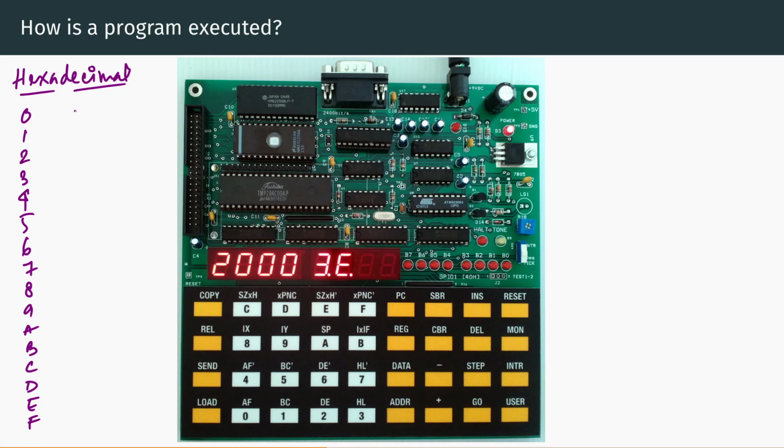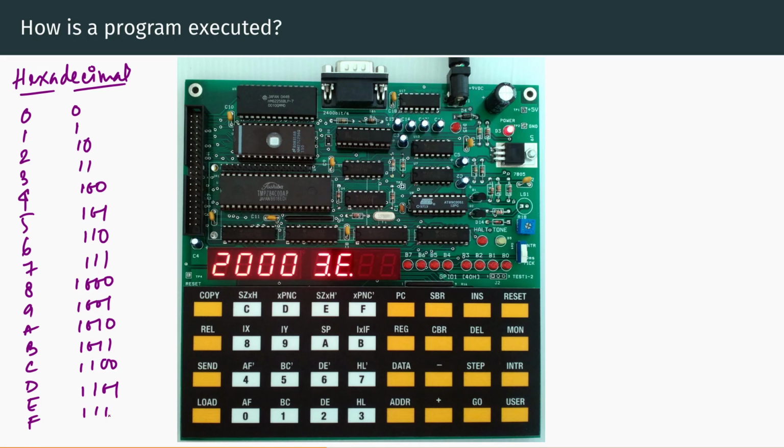So 0 would stand for 0, 1 would be 1, 2 would be 10, 3 would be 11, 4 would be 100, 5 would be 101, 6 would be 110, 7 would be 111, 8 would be 1000, 9 would be 1001, and so on. I messed it up somewhere, but it would ultimately be 1111. So you'd use 0 through F to represent these 16 binary numbers.